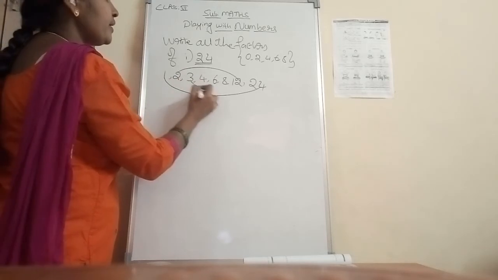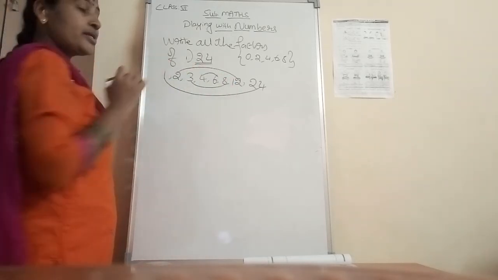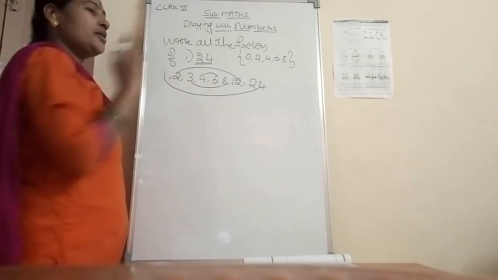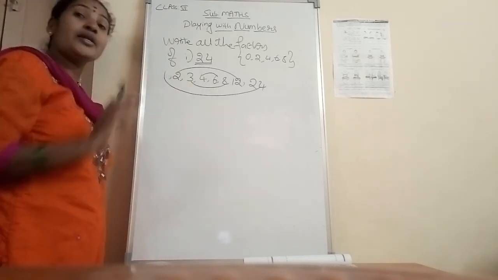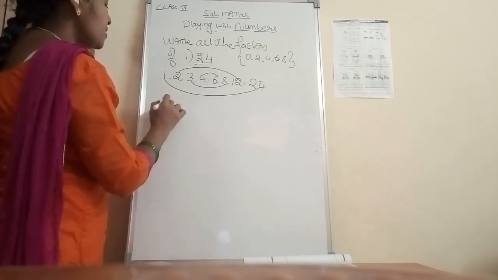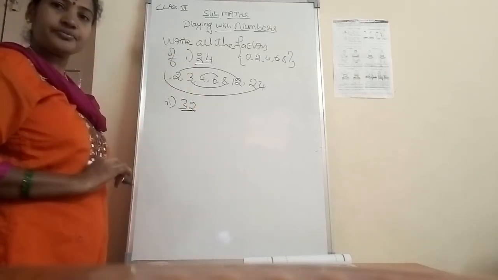What about 3 and 8? Yes, 3 8s are 24. What about 4 and 6? Yes, 4 and 6 are 24. Got an idea? So please keep the partner method in your mind, it is very easy to find the factors. Another example I will explain, that is for 32. Okay.